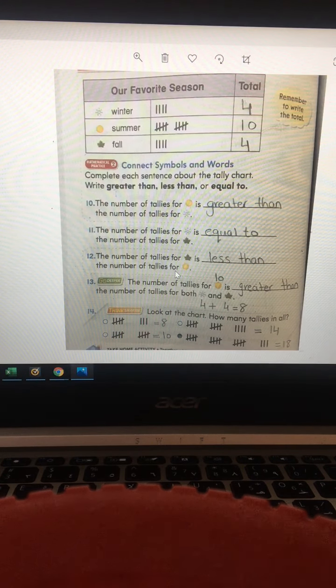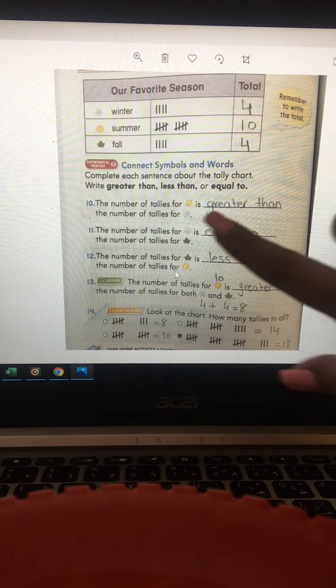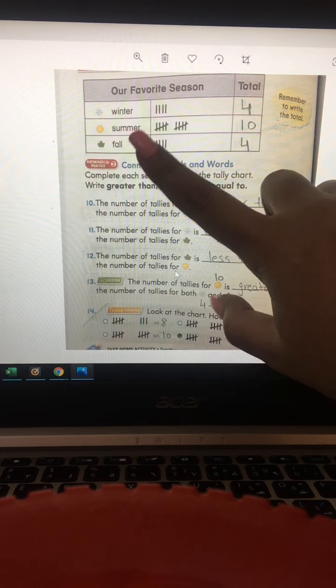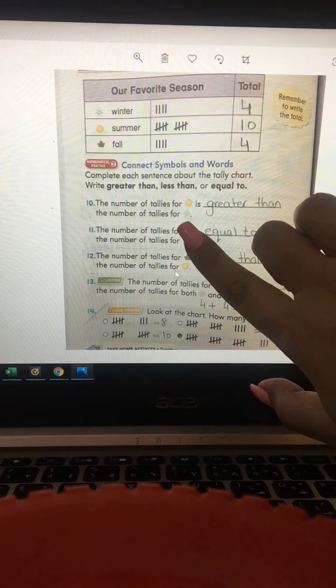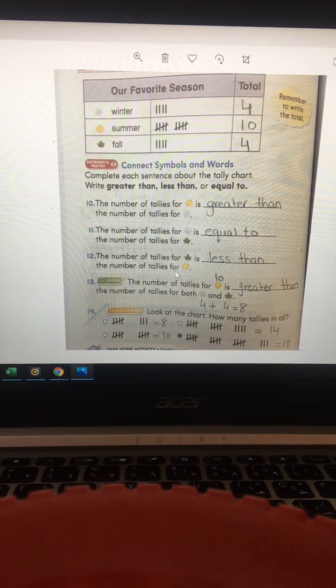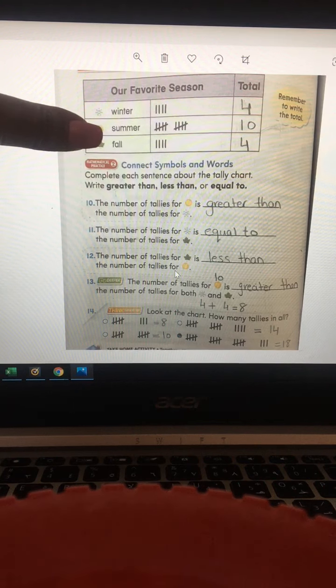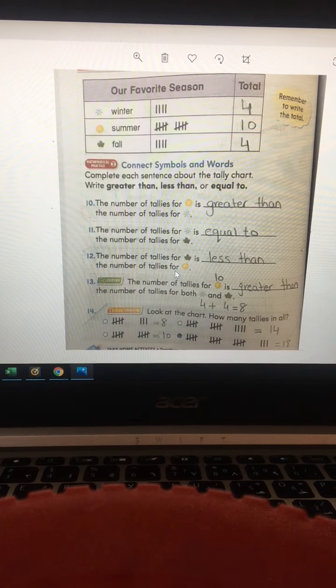Question number 10. The number of tallies for this represents the summer season, and this represents the winter season. So now we are going to compare between the summer season and the winter season. We are going to see which number of tallies is more, the summer or the winter.